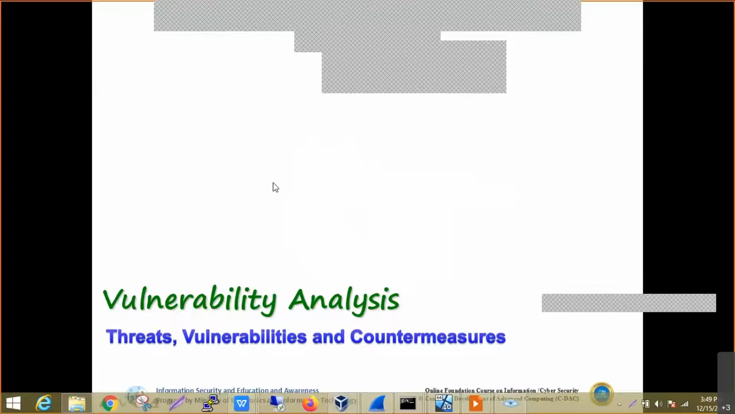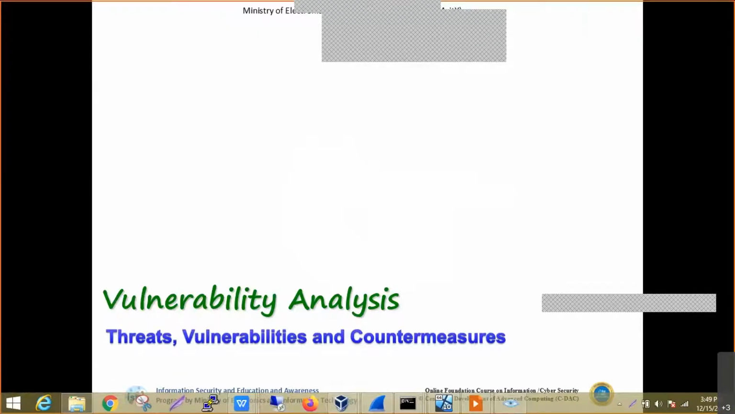Okay, so the next topic is about vulnerability analysis. This is also very important because we have done the information gathering, then we have done the scanning. We got the information regarding the type of ports and the services that are there on that particular system. But we need to also know whether there are any vulnerabilities associated with these kinds of services.